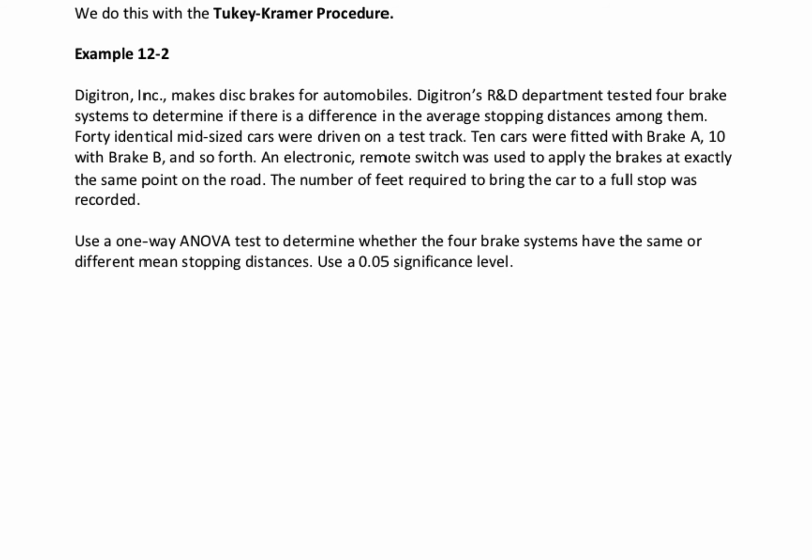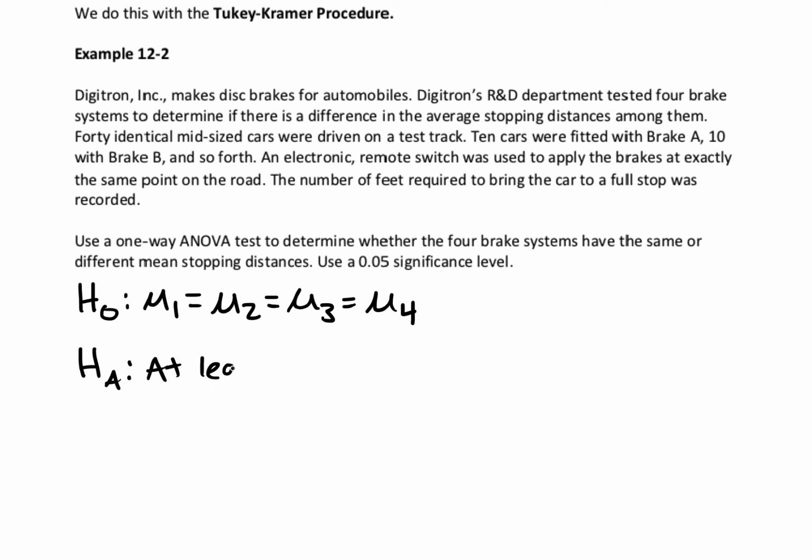So we're going to start with our null and alternative hypotheses as usual, and recall with an ANOVA, my null hypothesis is that each of the means are equal. So we have 4 systems in this case. So my null hypothesis is that mu1 is equal to mu2 is equal to mu3 is equal to mu4. And then my alternative hypothesis is that at least one of the means is different. So at least one system has a different mean stopping distance.